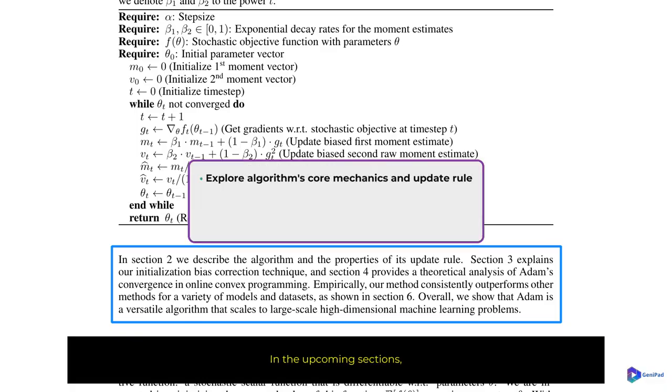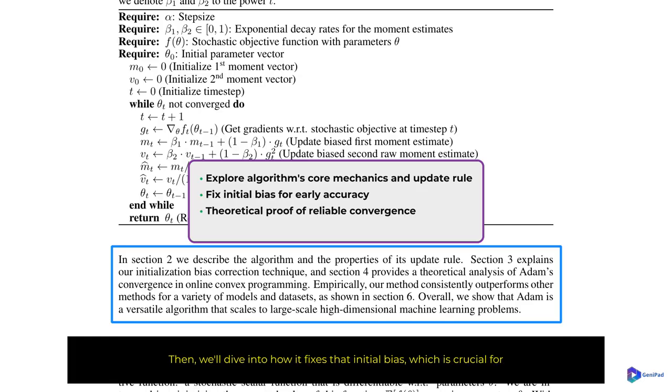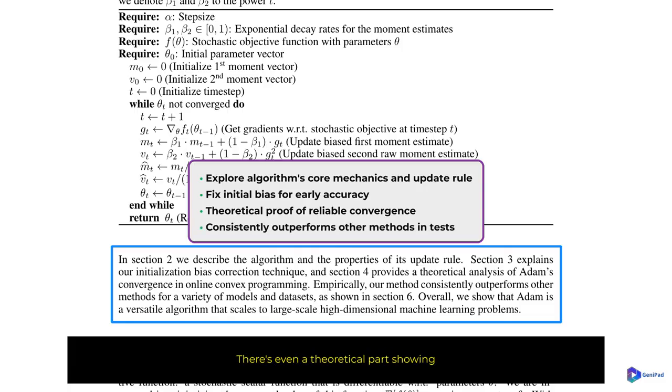In the upcoming sections, we'll explore why ATOM is such a game changer. First, we'll look at the algorithm's core mechanics and what makes its update rule special. Then, we'll dive into how it fixes that initial bias, which is crucial for getting accurate results early on. There's even a theoretical part showing why ATOM converges reliably in complex settings. And the best part? In tests, ATOM consistently beats other methods across different models and datasets, proving it's a powerhouse for tackling large-scale machine learning challenges.